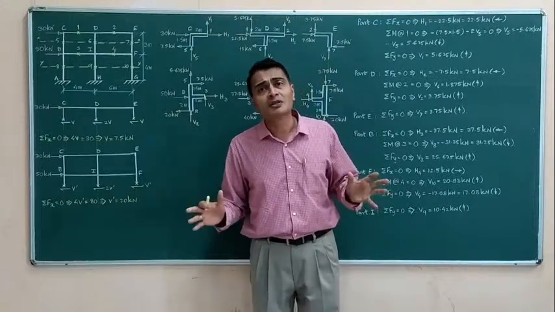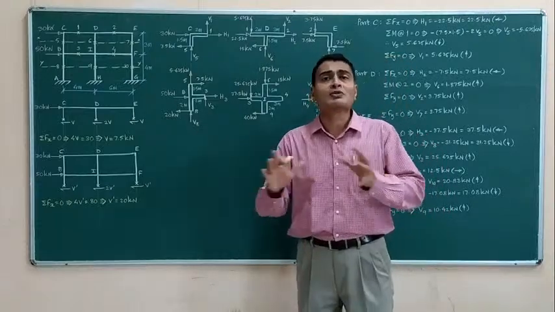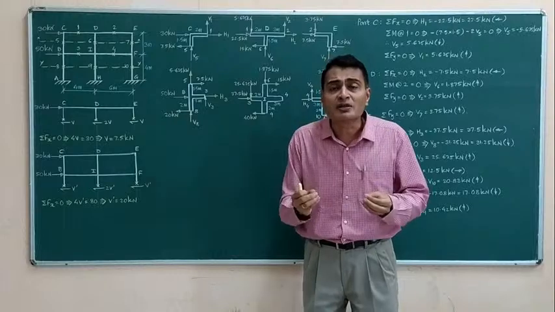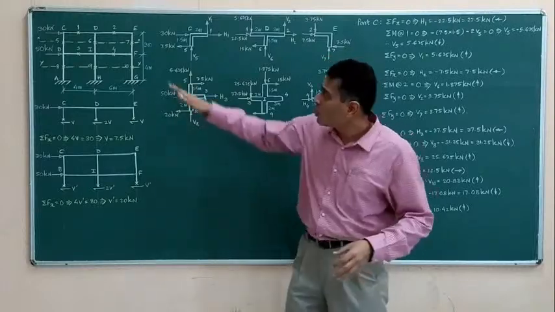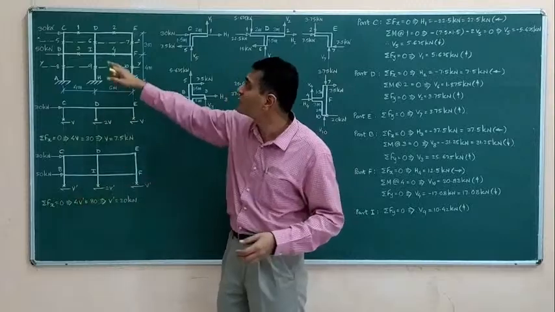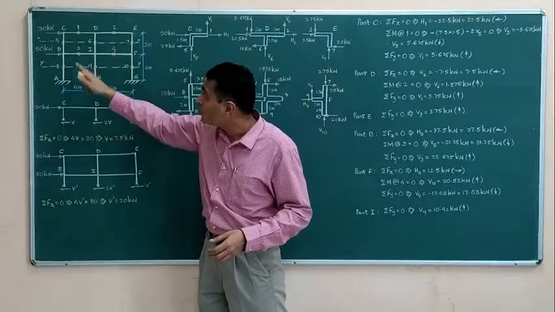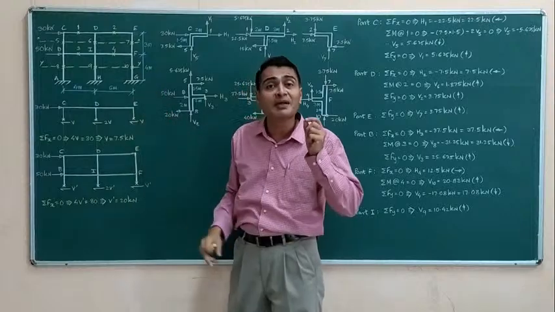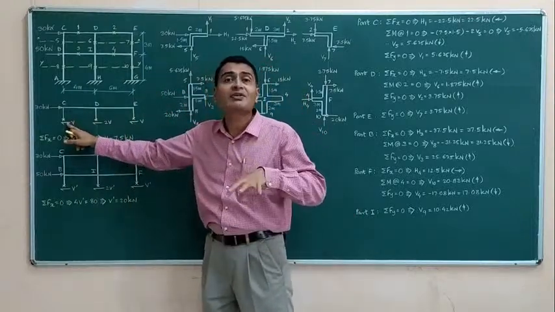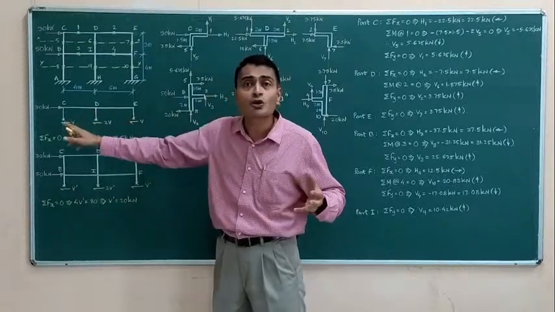Once this is done, the gist of portal method is over. Whatever assumptions we have learned in the portal method, all that is covered in this discussion. What were those assumptions? Beams having points of inflection at mid-span, columns having points of inflection at mid-height, and exterior columns having half the shear, or interior column having double the shear of exterior columns.